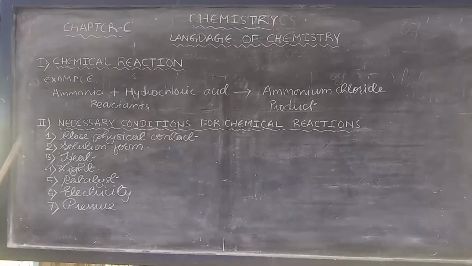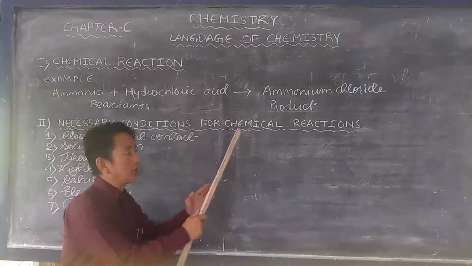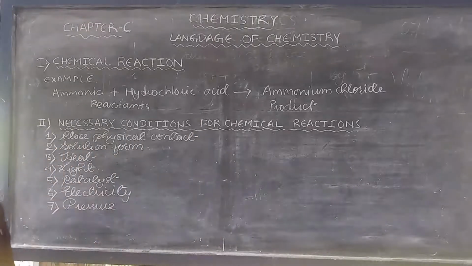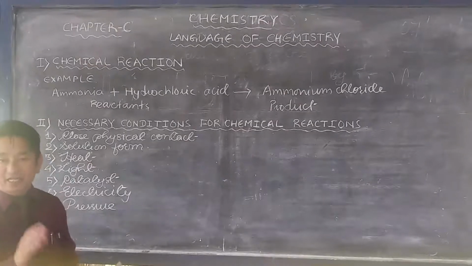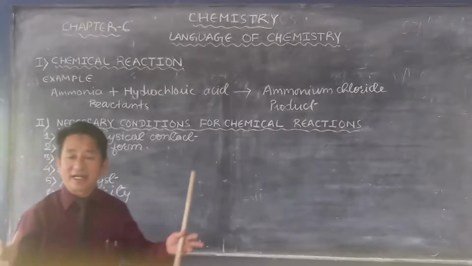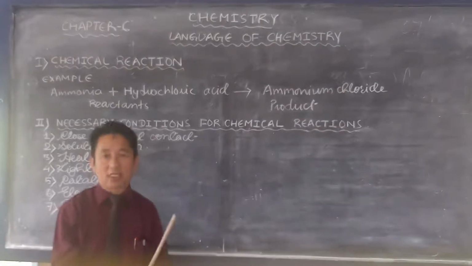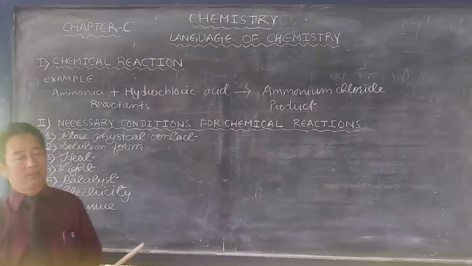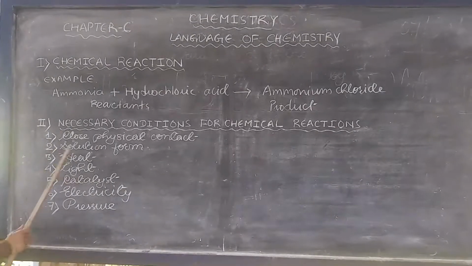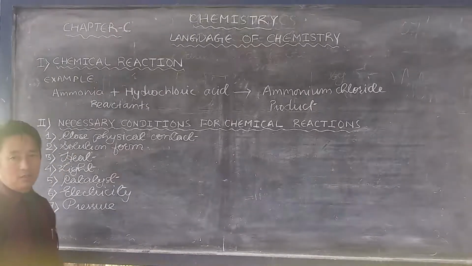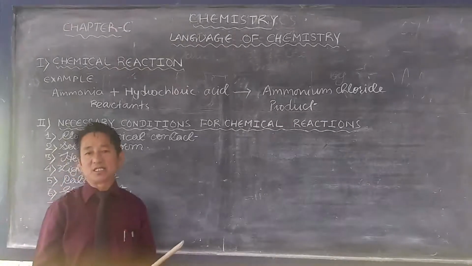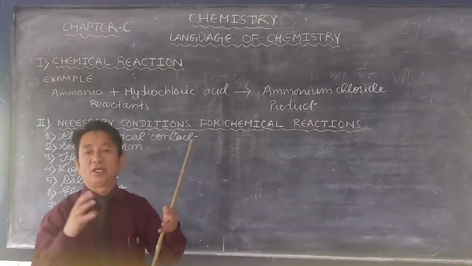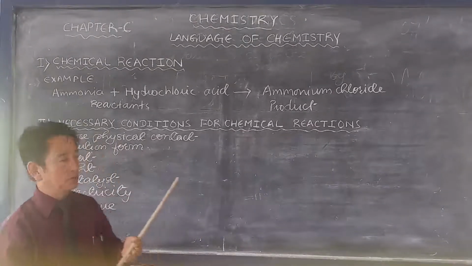Now, next, necessary conditions for chemical reactions. First one here, close physical contact. A chemical reaction takes place only when the reactants are brought in close contact. Next, solution form. A chemical reaction takes place when some substances are mixed in solution form.